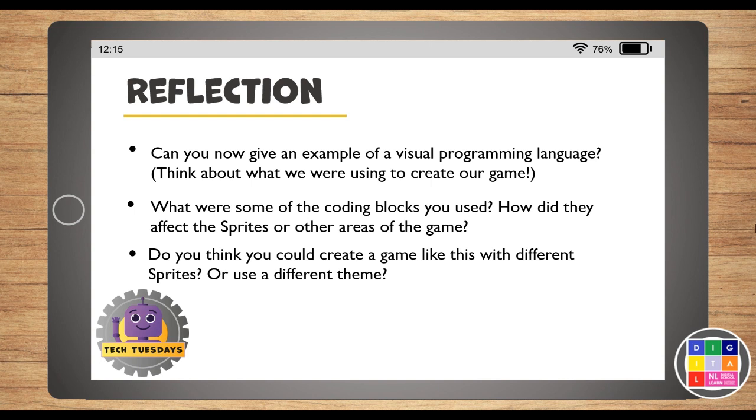Now, just before we finish, let's have a little reflection to think about all the things we were actually learning while we were having fun creating our coding game. Can you now give an example of what a visual programming language is? And a big clue is to think about what we were using to create our game. Think about some of the coding blocks you were using. We had motion blocks, we had countdown blocks, we had sound blocks. How did they affect the sprites or the other things in the game?